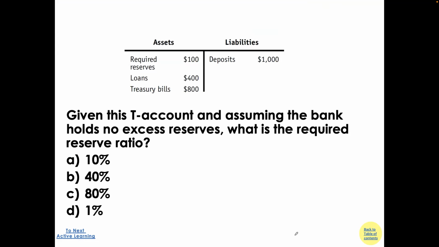We have the T account information for a bank. Assume the bank has no excess reserve. What is the required reserve ratio? It's 100 divided by 1,000, right? Oh, by the way, here's another good example to show you how a bank works and where the trouble of Silicon Valley Bank came from.